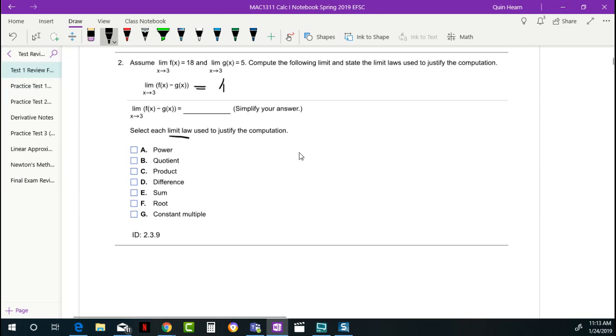So this is going to be the limit as x goes to 3 of f of x minus the limit as x goes to 3 of g of x. We don't actually need to know what f and g are because we know their limits. So this would be 18 minus 5, which is 13.